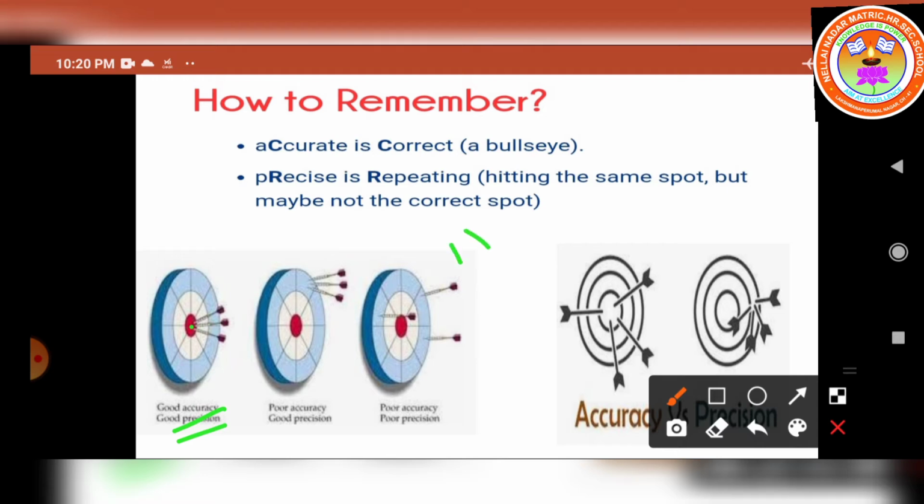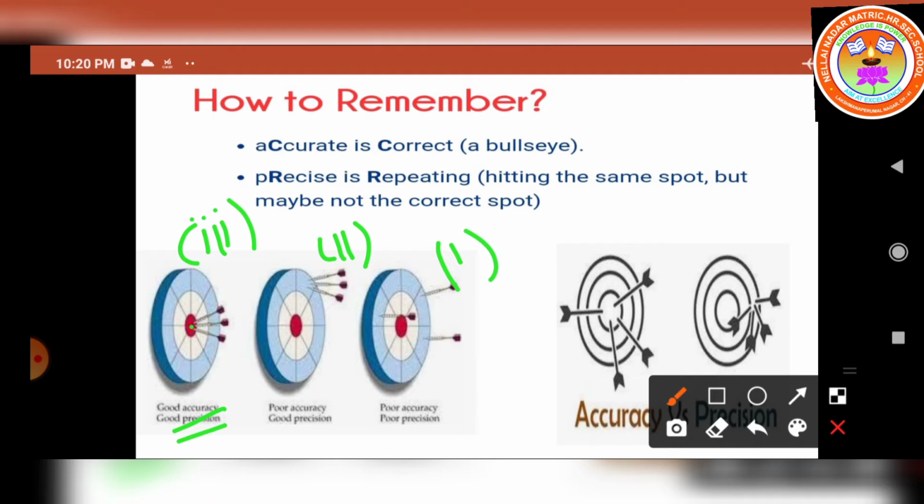So this is the first figure, this is the second figure, and this is the third figure. Okay. In the first figure, the arrows are focused so as to reach the midpoint, but the arrows have reached only around this point. It's not at the exact point. So this is called what? Poor accuracy and poor precision.